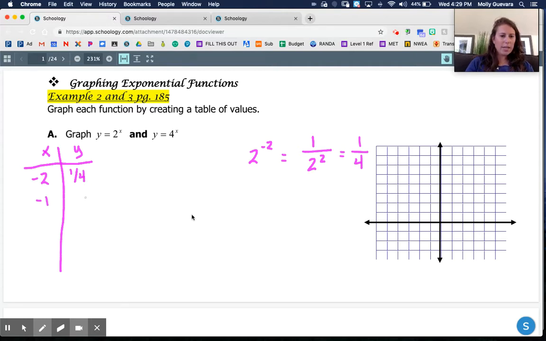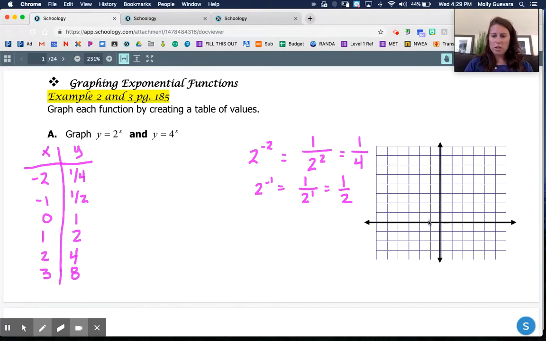If I plug in negative 1, right? 2 to the negative 1 is the same thing as 1 over 2 to the positive 1, which is just 1/2. So negative 1 is 1/2. Anything to the 0 is 1, except for 0. If I plug in 1, 2 to the 1 is 2. If I plug in 2, 2 squared is 4. If I plug in 3, 2 to the 3rd is 8. And I can keep going, but I probably can't fit any more on here.